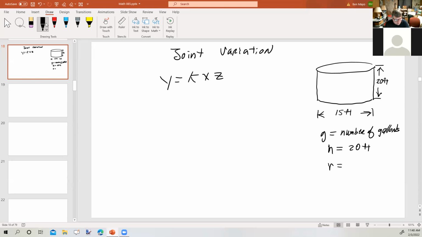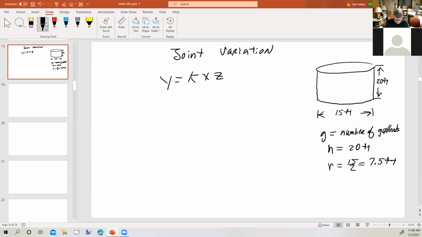Is it 15 feet? The 15 feet, go ahead, what? I just said, yeah, 15 feet is the diameter. What's the radius? Half of that. So let's go ahead and use a decimal, 7.5 feet. So from the picture, the height is 20 feet, the radius is 7.5 feet.